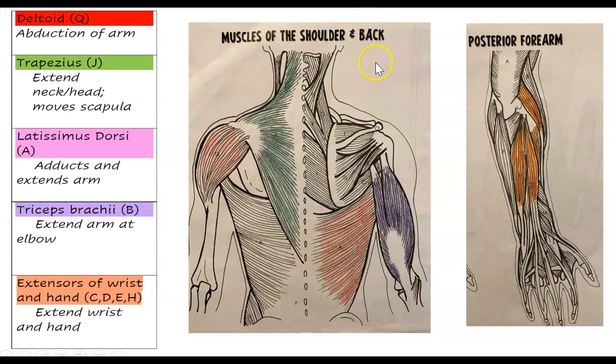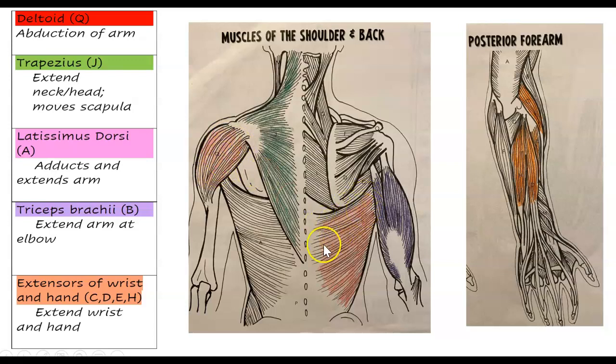So, looking at the muscles of the shoulder and the back. Again, a much better view here of your trapezius and your deltoid. Your trapezius is this big muscle that goes all the way from the back of your neck down through your back. So it's a large muscle right here. Its job is to extend your neck and head, and move your scapula. The big bulk of your lateral shoulder is your deltoid. You can see that right here, letter Q.